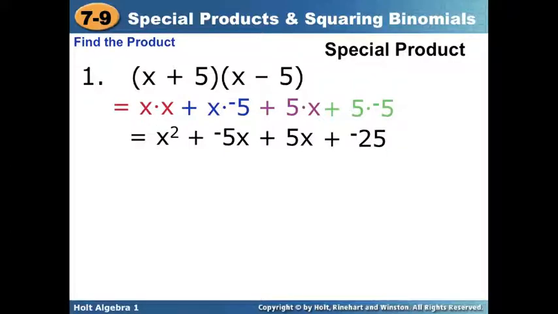When using the distributive property, if it helps you to draw the arrows, please feel free to do so. Also remember, the line of work on the PowerPoint that comes in color is not required for you to write. We now need to combine our like terms. Negative 5x plus 5x will cancel, leaving our answer to be x squared minus 25.